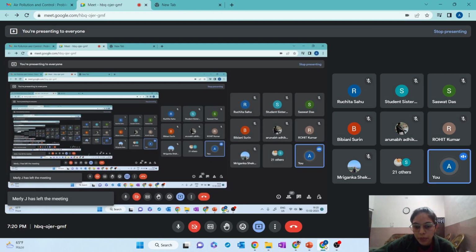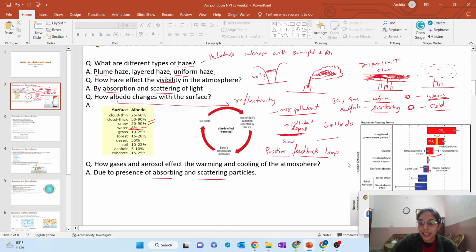Negative means that the temperature is decreasing, and positive means that the temperature is increasing. Right? If the temperature is increasing, then it leads to warming, and when the temperature decreases, it leads to cooling.